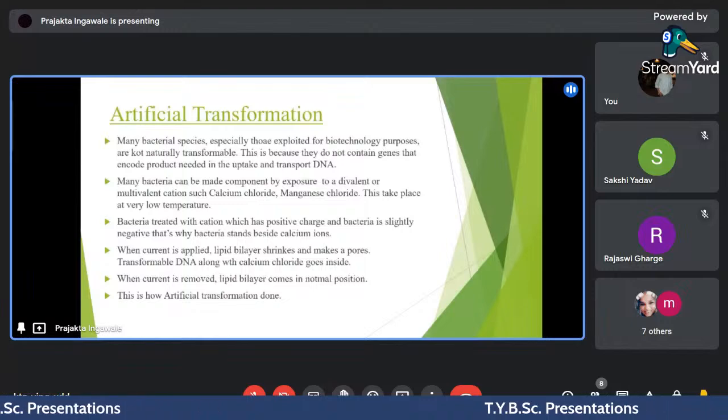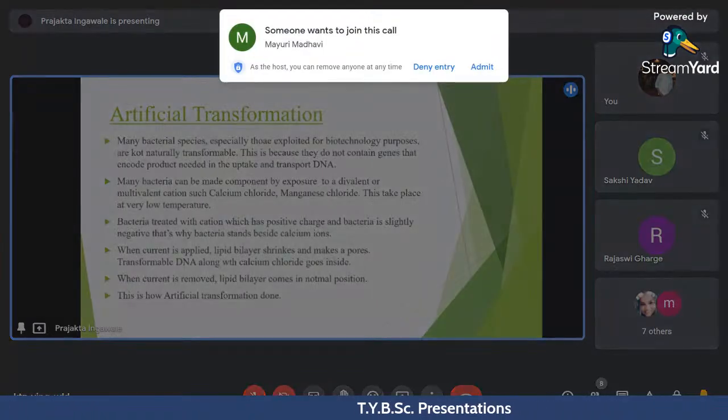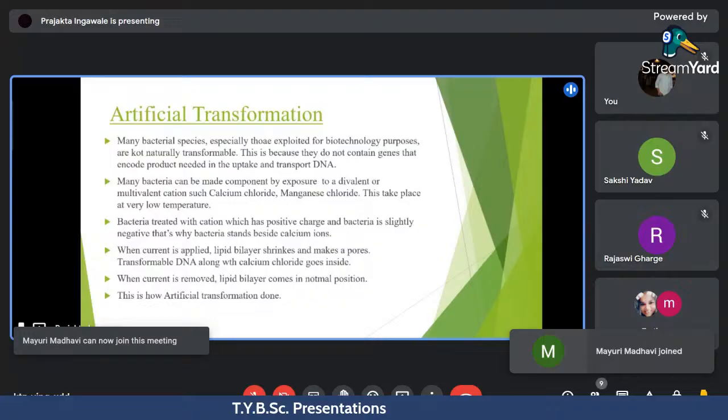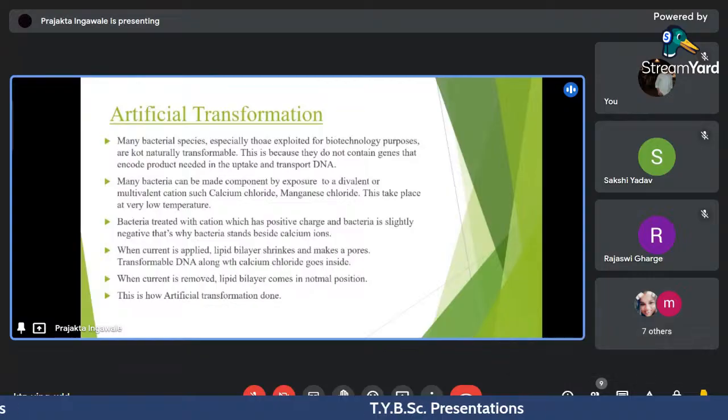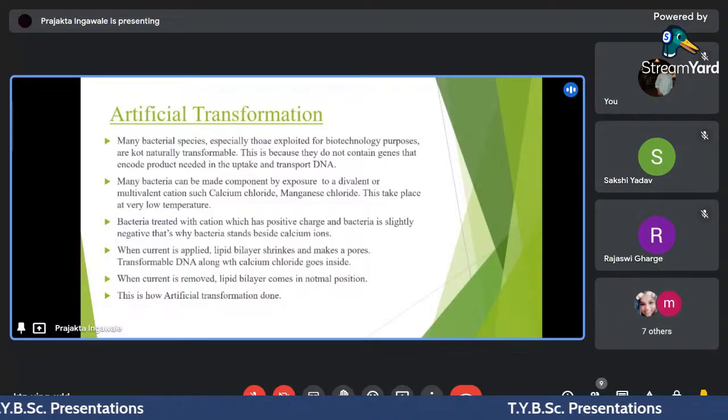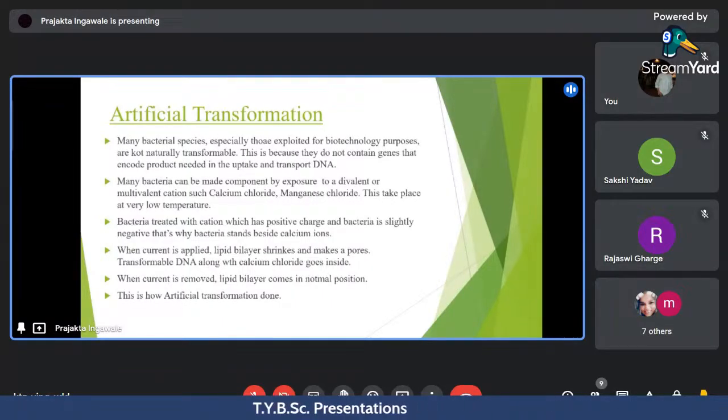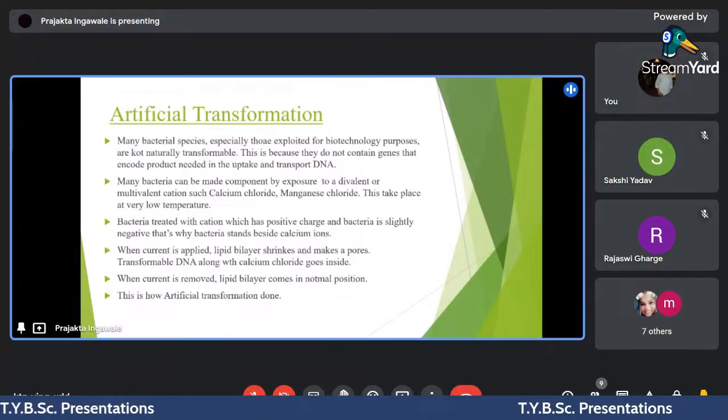Now, artificial transformation. How does artificial transformation take place? Many bacterial species, especially those exploited for biotechnological purposes, are not naturally transformable. This is because they do not contain genes that encode products needed in the uptake of transport DNA. Many bacteria can be made competent by exposure to a divalent or multivalent cation such as calcium chloride or magnesium chloride.